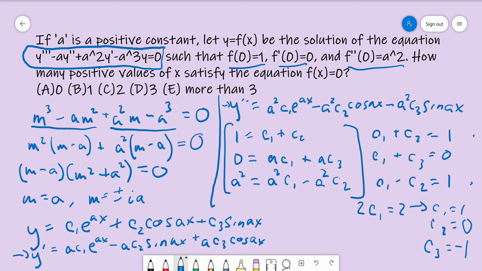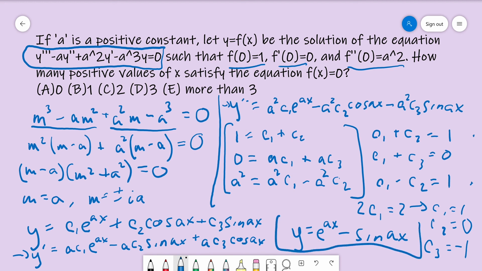Alright, so we got our constants. So now we can write the equation. Y is equal to e to the ax plus 0 cosine ax, so that just drops out, plus negative 1, so that's minus sine ax. Alright, well, that's our equation.